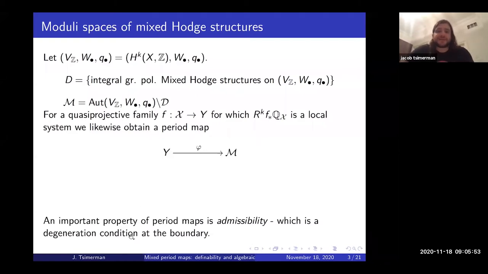And it turns out that whereas before, in the pure case, the key property to making sure things were nice, if you want to abstract away from geometry, was just Griffiths transversality. While that's still here, there's an important property of period maps to make sure they behave well called admissibility, which is some kind of degeneration condition at the boundary in the case where Y is not proper. It tells you some condition about how your family has to look at the boundary. And that's also necessary to make sure that things are well behaved. So I'm not going to define admissibility, but we'll give some examples to explain why you need to insist on something else in the mixed case to make sure that things work out nicely.